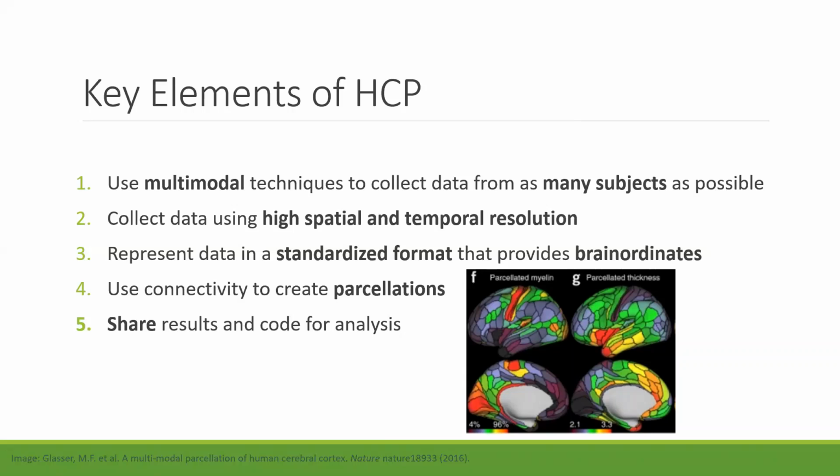The fifth element was to share results and code for analysis, and they shared this as statistical maps to protect the privacy of the participants. And sharing this data helped other neuroscientists identify patterns and make comparisons without having to have the expense of their own imaging. So basically, all of these goals came together to make neuroimaging standardized and systematic.